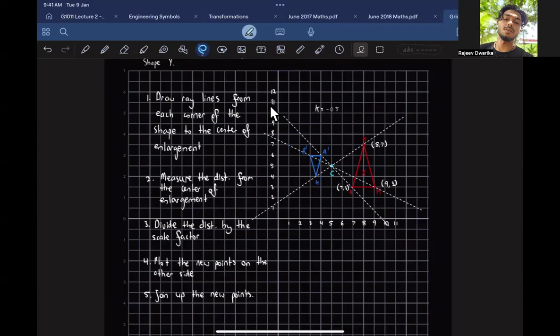Now, since we had a scale factor of negative a half, that meant it was taking place on the other side and it was half the distance, right? So if I have a scale factor of negative 2, what do you think that means for the distance?